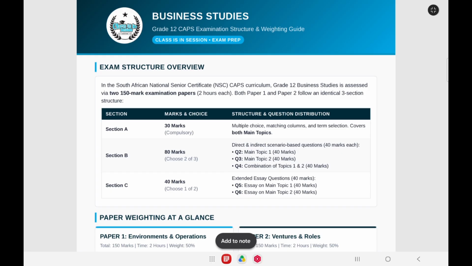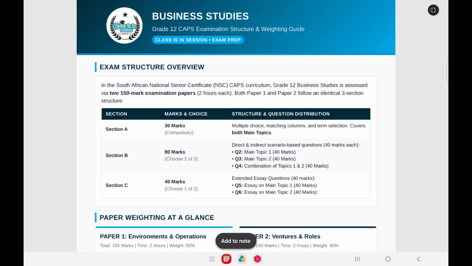We first have section A, which is worth 30 marks. This is compulsory, meaning you need to answer section A. In section A, you have multiple choice, matching columns, and term selection. This covers both main topics. I'll let you know what the topics are in a few moments.